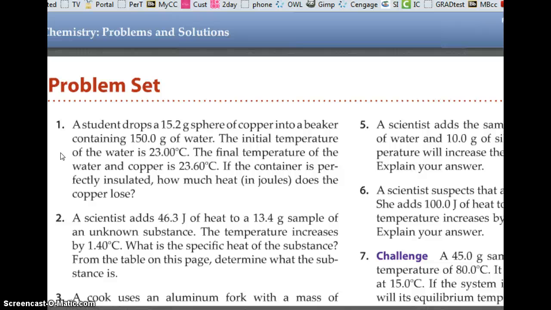Okay, so hit the pause button, figure it out yourself. So you should make a list of everything: the mass of the copper, the mass of the water. What are you going to write down for delta T? Well, you got to have a change in temperature. So delta T is 0.6. And I'll go ahead and go through the answer now.